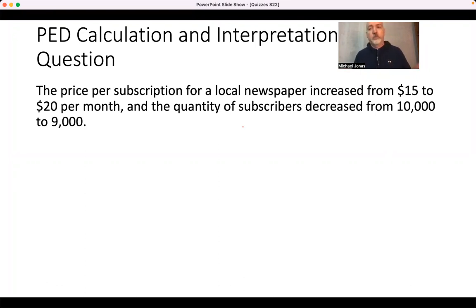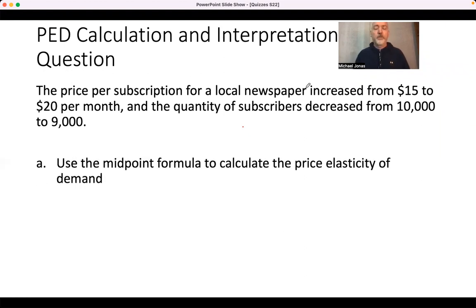As a consequence, the law of demand, they lose consumers. The number of sales decreases from 10,000 to 9,000. So given that setup, the follow-up question: we want to be able to use the midpoint formula to calculate our PED, our price elasticity of demand. So A, know the formula. B, bring a calculator when you've got a test on this type of material.